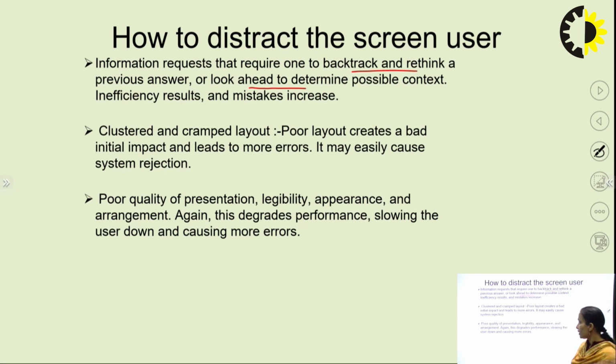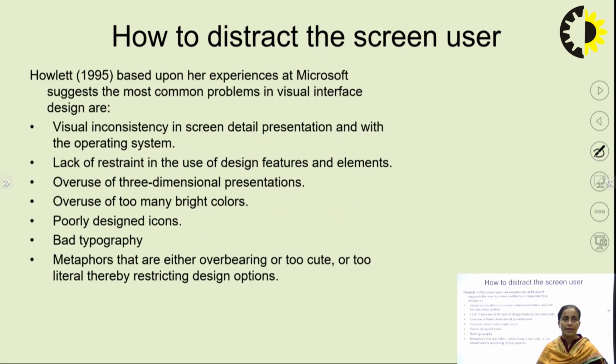Then a clustered and cramped layout causes poor layout, creates a bad initial impact and leads to more errors. Poor quality of representation, legibility and appearance also cause more errors. Howlett in 1995, based upon her experiences at Microsoft, suggested the most common problems in visual interface design. The first problem is visual inconsistency in screen detail presentation with the OS.